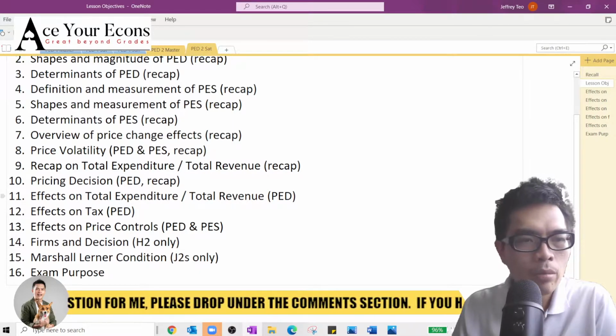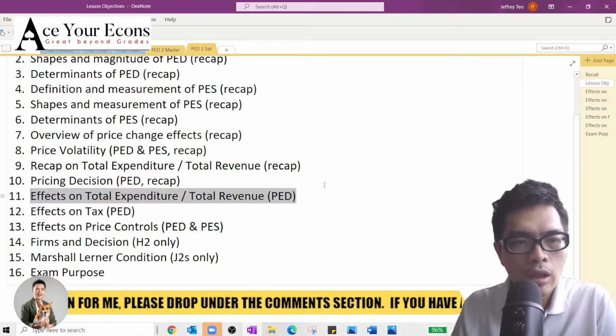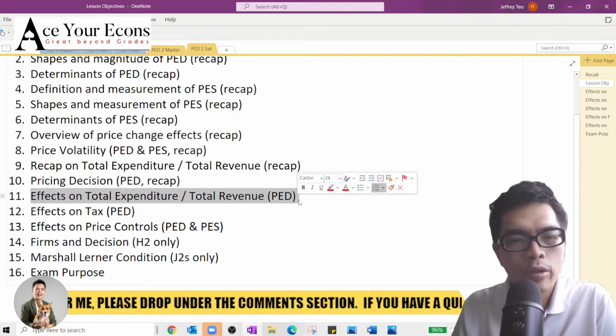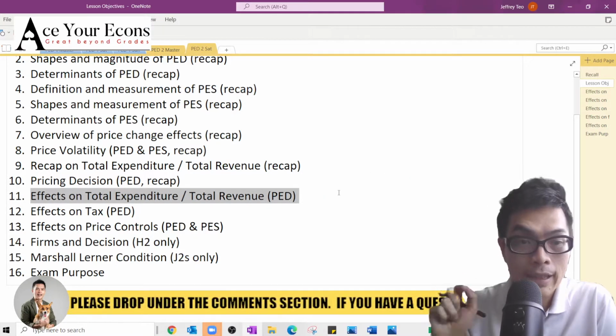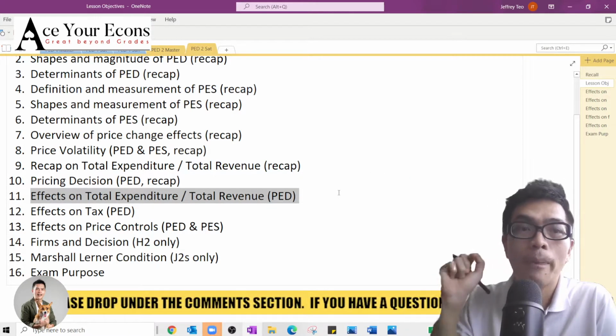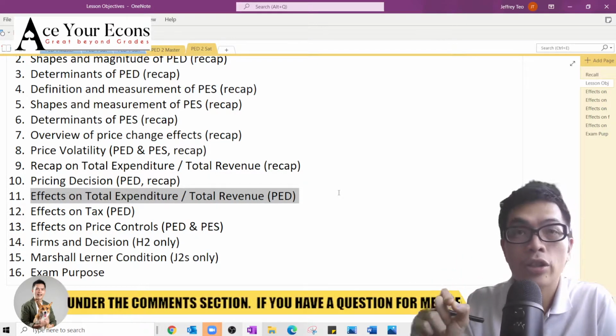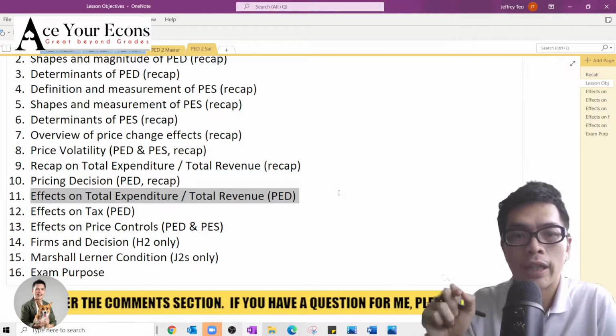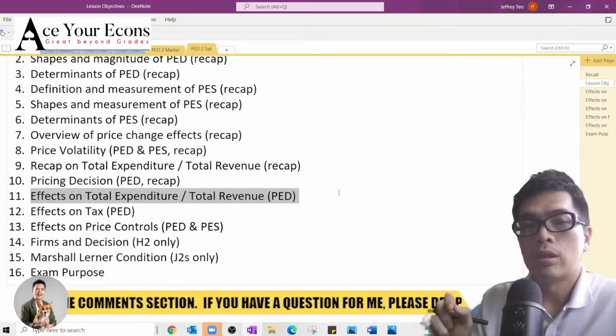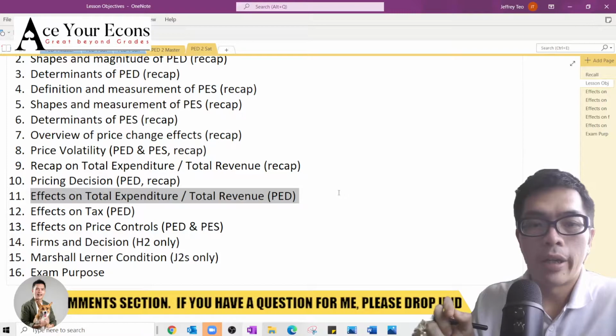So I'm going to move on to today's objective. Item 11 would be the most important. It will be tested today. Item 11, so make sure you listen carefully. Total expenditure and total revenue, that is related from the PED perspective.